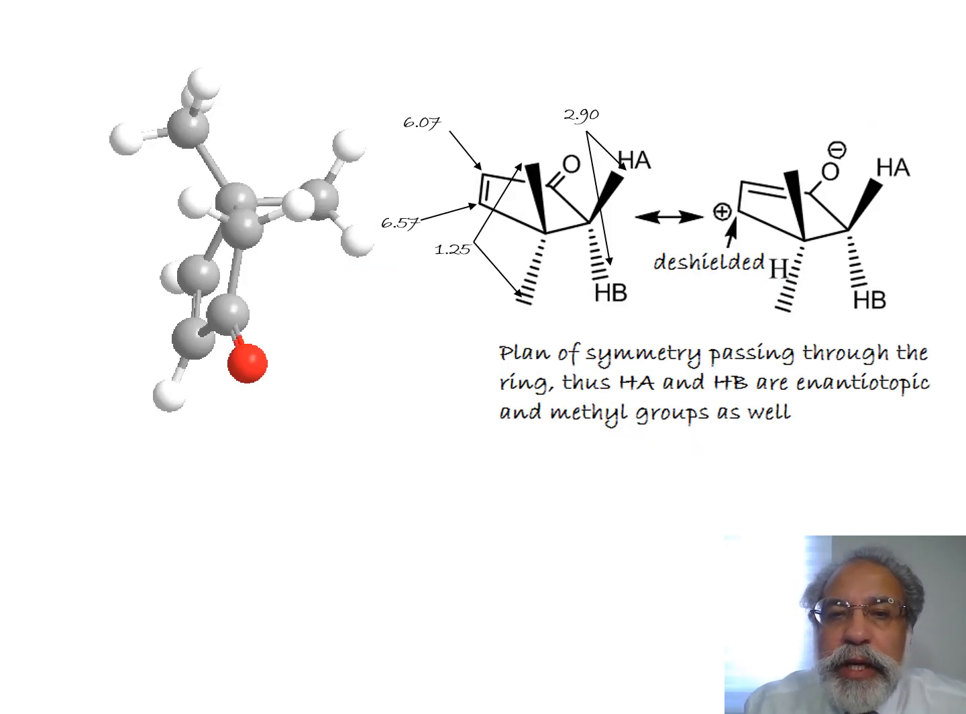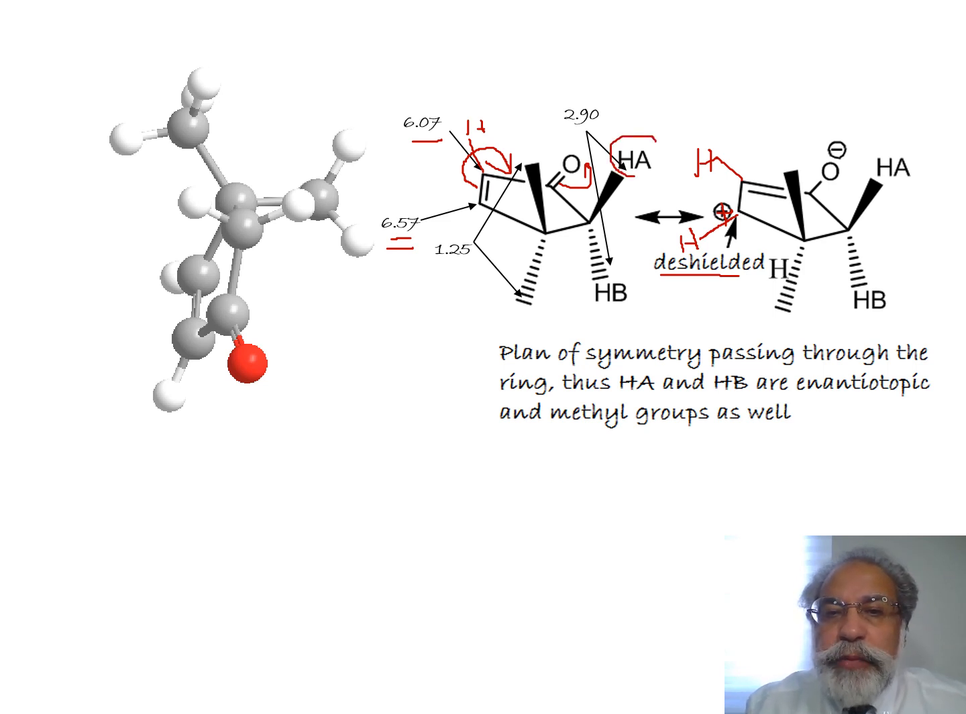Looking at the resonance structure of the alpha beta unsaturated carbonyl, we will find out that this carbon has a positive charge. Accordingly, this hydrogen will be more deshielded than that one. Of course, it has a positive charge, so it will try to pull electrons toward itself to compensate, so this hydrogen is deshielded. Okay, and this hydrogen will get the higher chemical shift, 6.5, while this hydrogen will get 6.07.